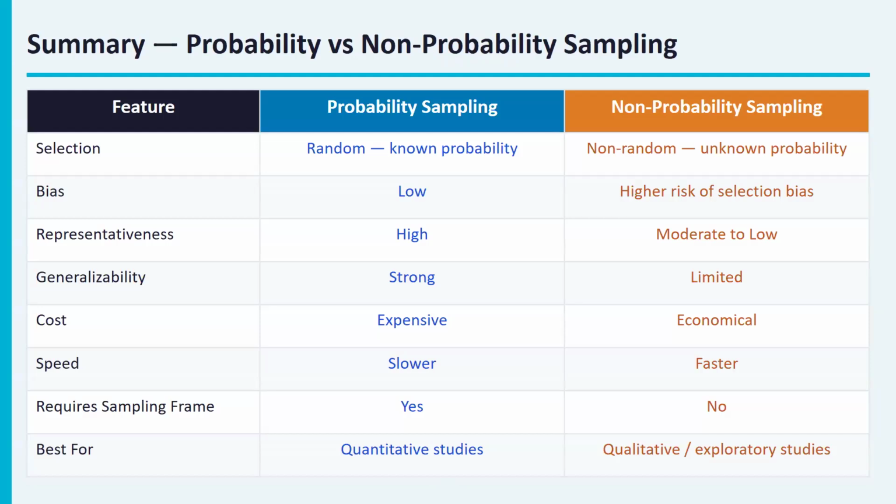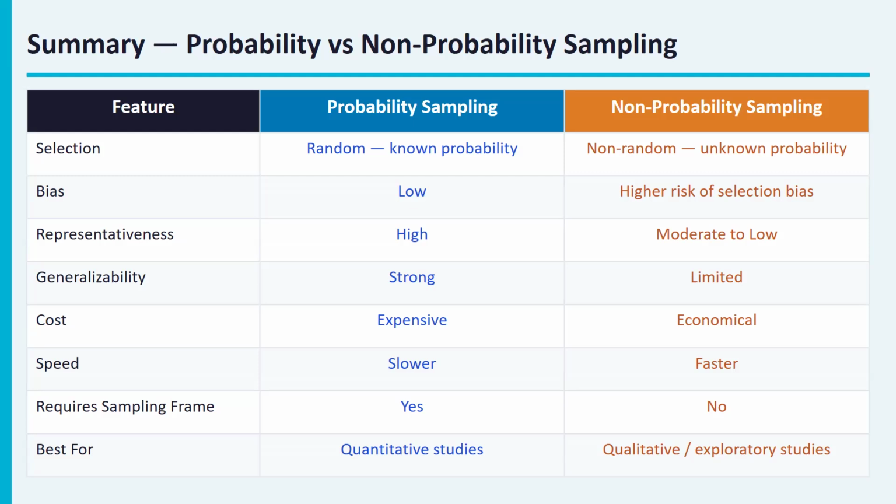So this is the summary of probability and non-probability sampling differences. In the probability sampling, the selection is random, where the probability is known. And in non-probability, as the name shows, it's non-random and the probability is unknown. Bias is low in probability and high in non-probability. Representativeness is again high in probability.